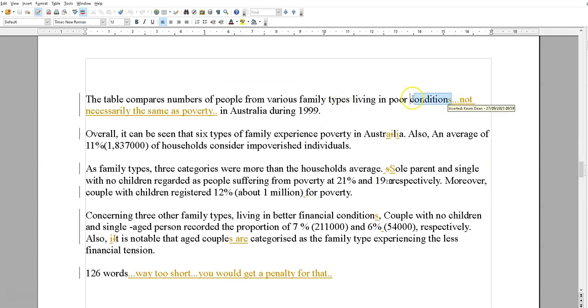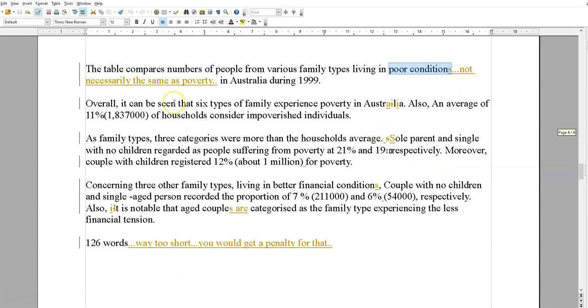Poor conditions, again, not necessarily the same. It can be. 6 times the family, 11%. Okay, but there's no comparisons with, the elderly are least poor. If you're single, you're poor. If you're a couple, you're not poor. All those kind of things, yeah. So I would maybe change the overview a little bit.